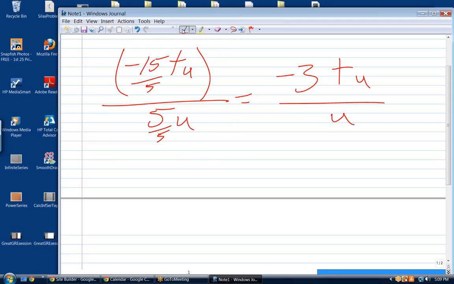Is there anything else I can do? No. What about the u's? The u's. Let's divide top and bottom by u. In other words, that cancels, leaving 1 behind. Yeah. So the greatest simplification is minus 3t.